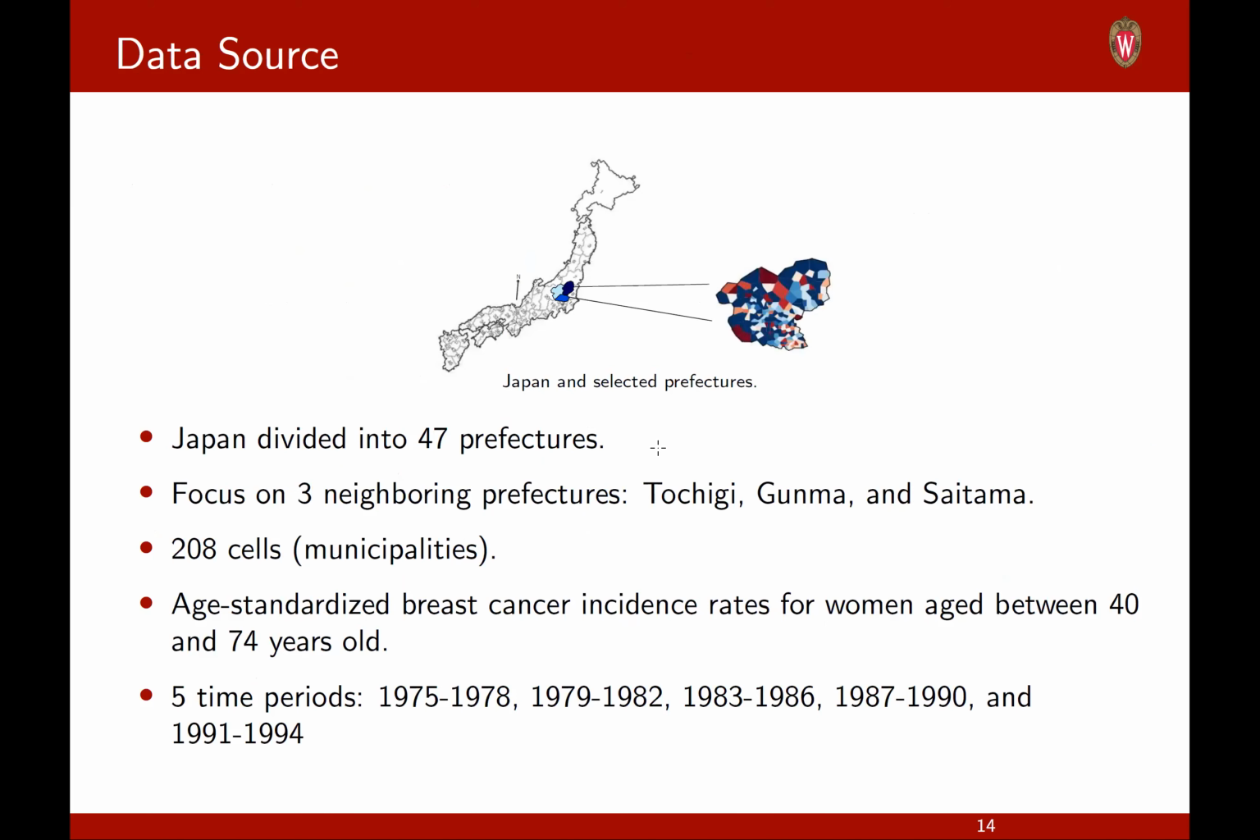All right, so for the two methods I'm going to be proposing, I'm going to be using the same data source. So I just want to introduce it now. So Japan is divided into 47 prefectures, and in our studies, we focus on 3 neighboring prefectures in Tochigi, Gunma, and Saitama. Across these 3 prefectures, there are 208 total cells or municipalities, and we have age standardized breast cancer incidence rates for women between 40 and 74 years old across 5 time periods from 1975 to 1994.